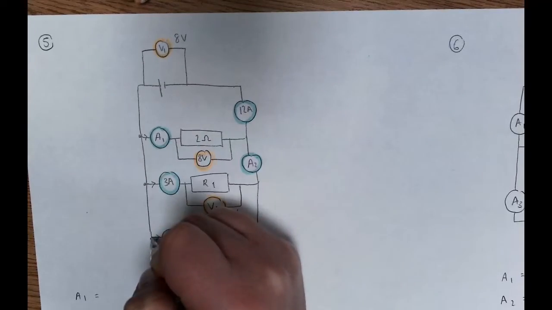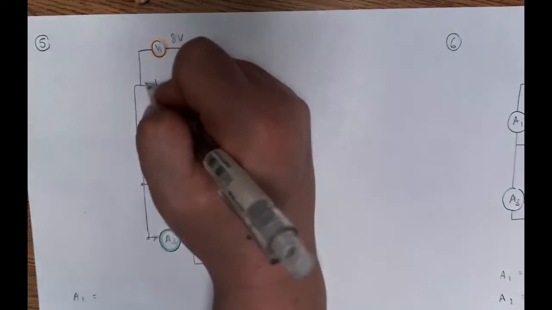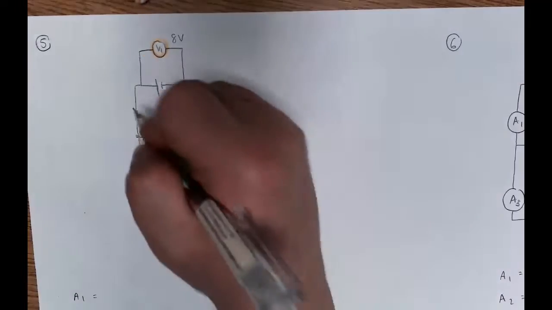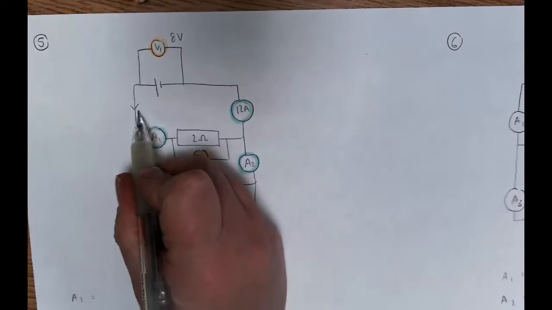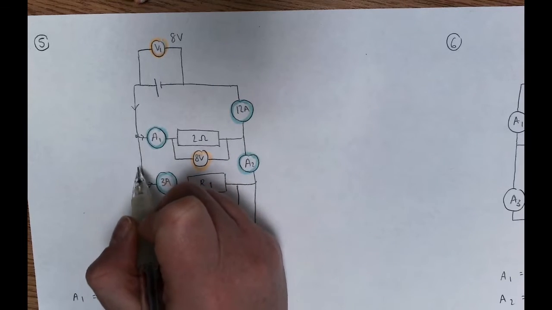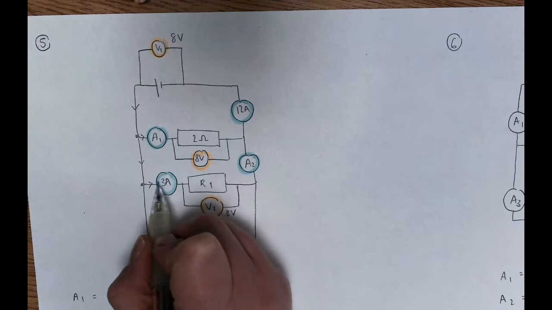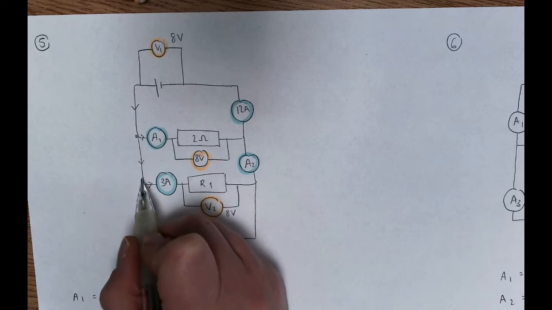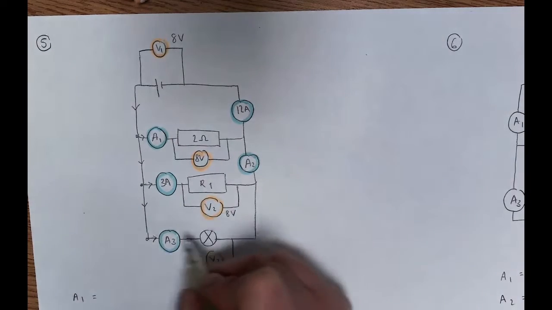Into each branch. The junctions are here, so where the splits are. So we've got current coming out of the power supply. At this point, it splits into current flowing in the first branch and current coming down here, which then again splits later into this section and this section.